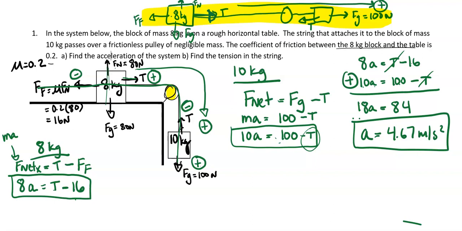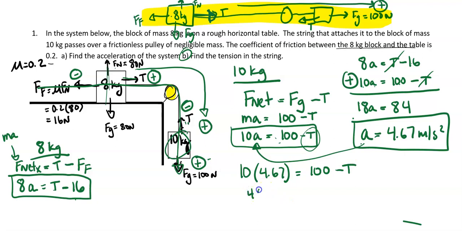Okay, so now, for B, it wants us to find the tension in the string. So thinking about this earlier, if it's accelerating downwards, so Fg is 100, so I know Fg has to be bigger than the tension force because it's accelerating downwards. So that tension has to be less than 100 newtons. So let's see if the math proves it. Let's go ahead and plug this in. You could pick either equation and you should get the same thing. So it'd be 10 times what? 4.67 equals 100 minus t.